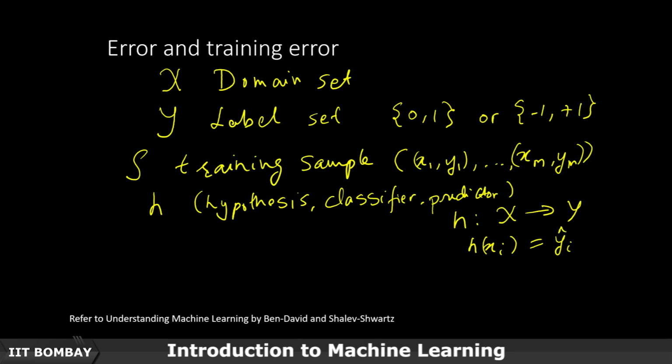But we assume that the domain set and the label set are related to each other in the sense that we have a function f, which is the true mapping from x to y. The training samples that are given to us are such that yi is going to be f of xi. As you can imagine, our goal is to bring yi and yi hat close to each other. So this is the correct function.